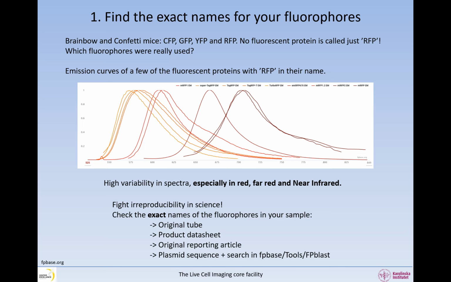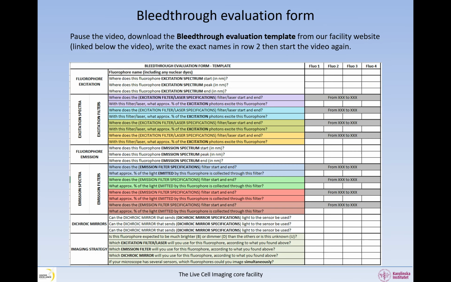You can look at the original article that reported this dye or this fluorescent protein, and you can sequence it and then search in FPbase. You go to Tools, FPblast, you enter the sequence, and you know exactly which protein you have in your plasmid, and this is the name you write in your article.